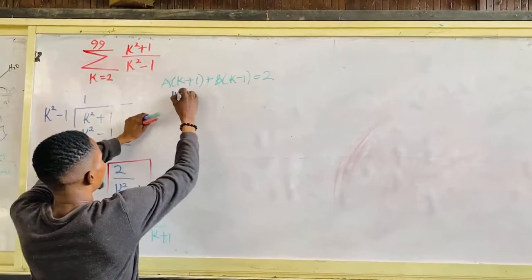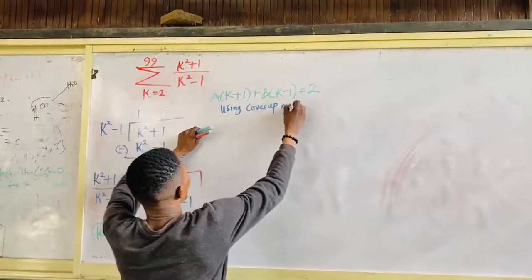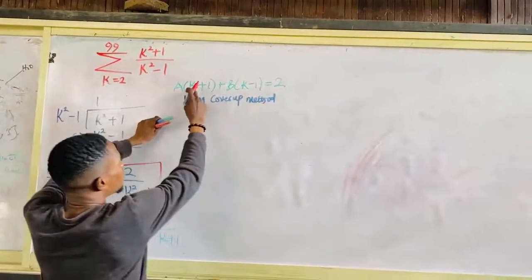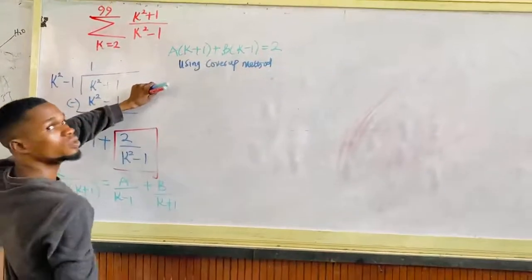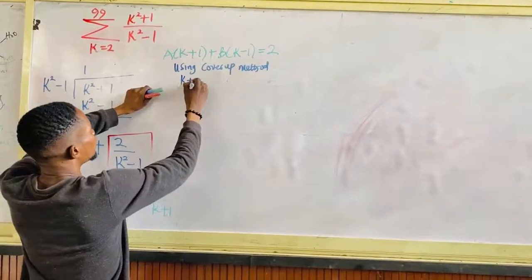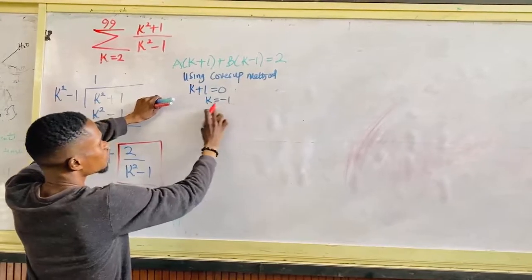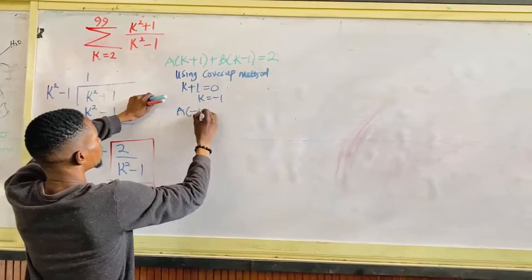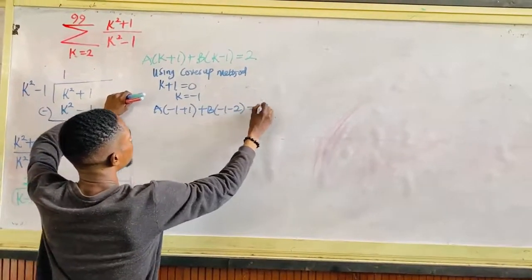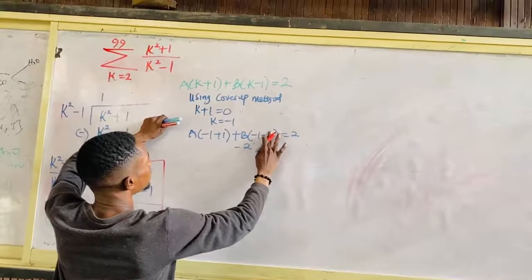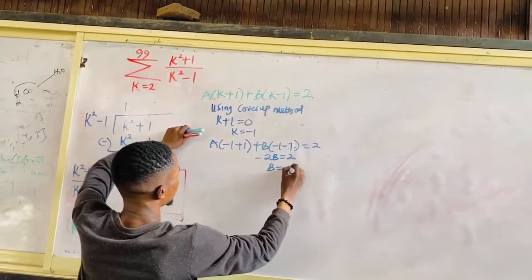Using the cover up method, because we have k plus 1 and k minus 1, we eliminate one of the variables to get the other. If k plus 1 is taken as 0, k is minus 1. So if you take k as minus 1, A cancels out. Plus B into bracket minus 1 minus 2, which is minus 2B, is equal to 2. Then B is minus 1.